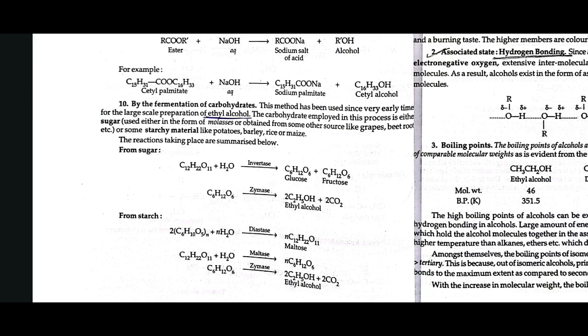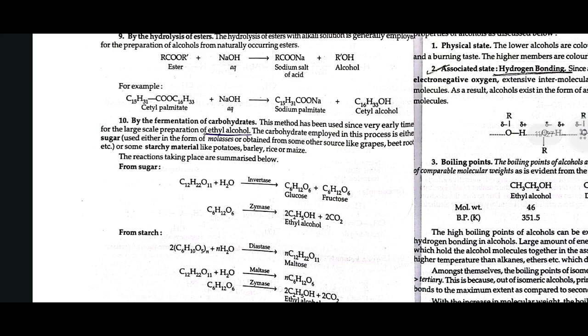10. By the fermentation of carbohydrates. This method has been used since very early times for the large-scale preparation of ethyl alcohol. The carbohydrate employed in this process is either sugar or some starchy material like potatoes, barley, rice, or maize.